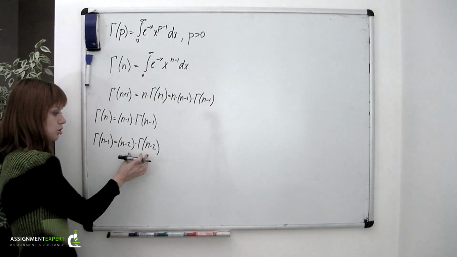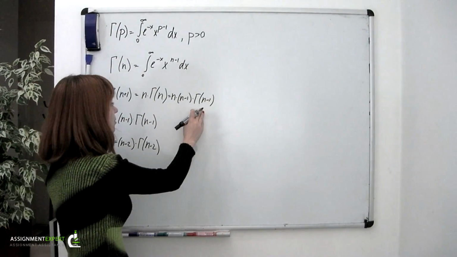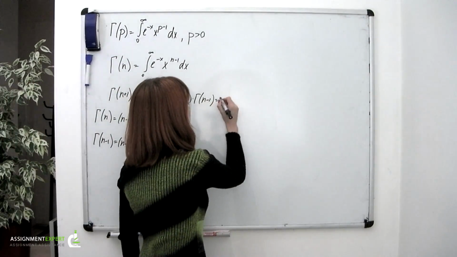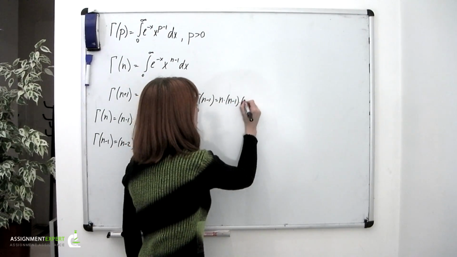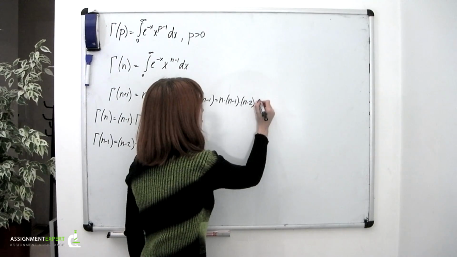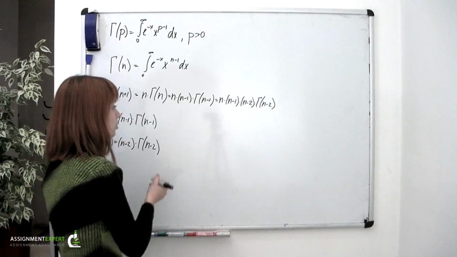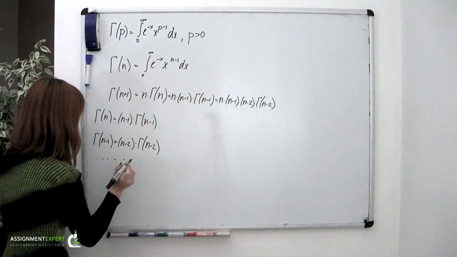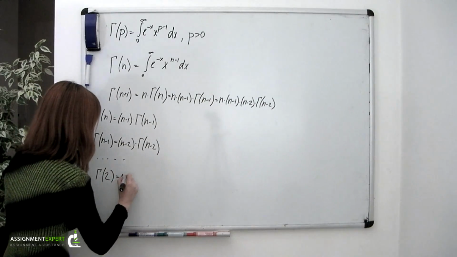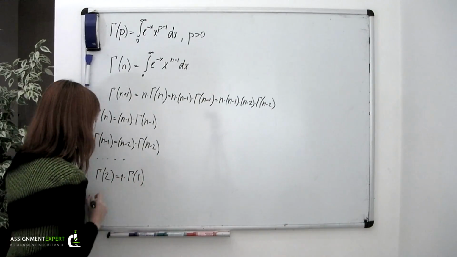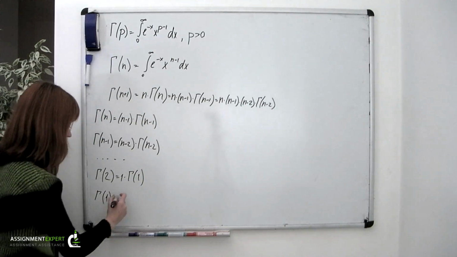And again, we can substitute this expression into the first formula instead of gamma of n minus 1 and obtain n times n minus 1 times n minus 2 times gamma of n minus 2. And we'll go on doing that until we'll have gamma of 2 equals 1 times gamma of 1. And then gamma of 1 can be evaluated.